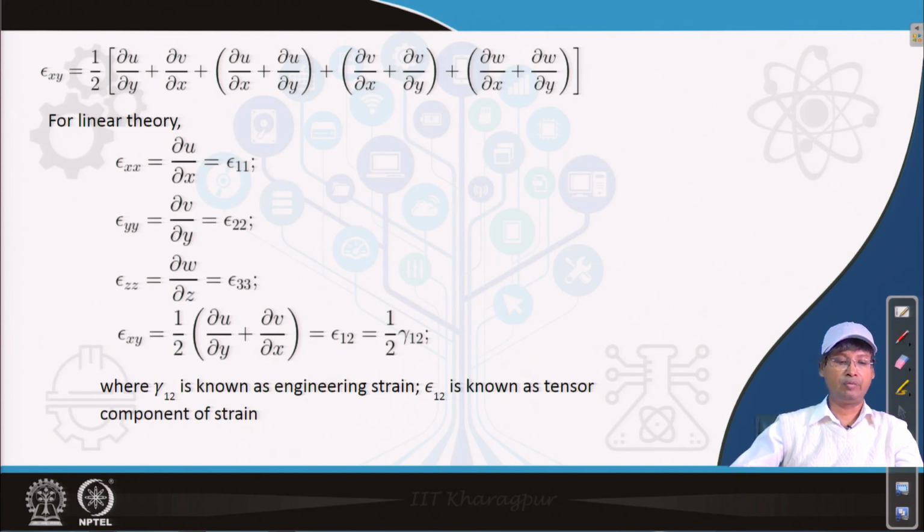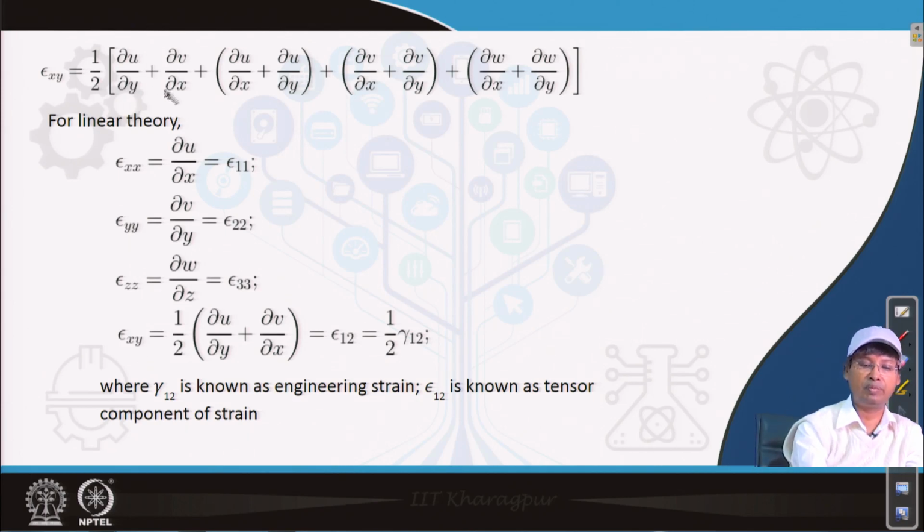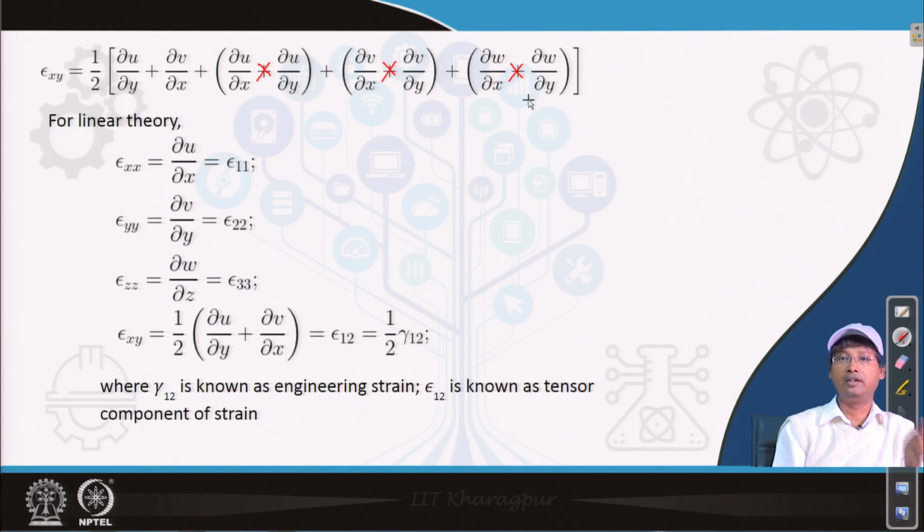In case of epsilon xy or the shear strain, in a similar way we can derive from the index notation what expression comes. It comes as half of del u del y plus del v del x, and this is not plus, please note that it is a typographical mistake, this is multiplication, this is also multiplication, and this is also multiplication. Do not think that it is deleted, these plus signs have come by mistake, but actually if you observe the previous expression you can also easily get it, but for correction purposes it has been corrected here.